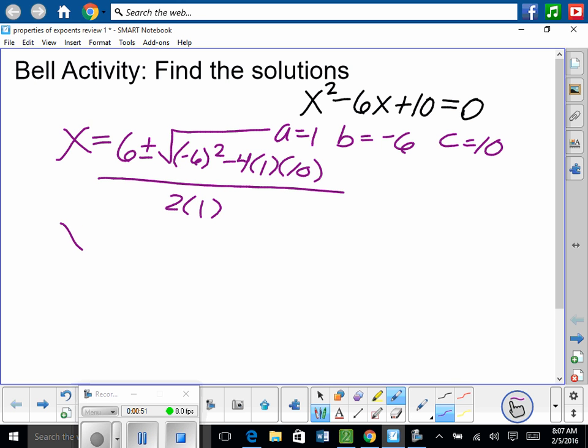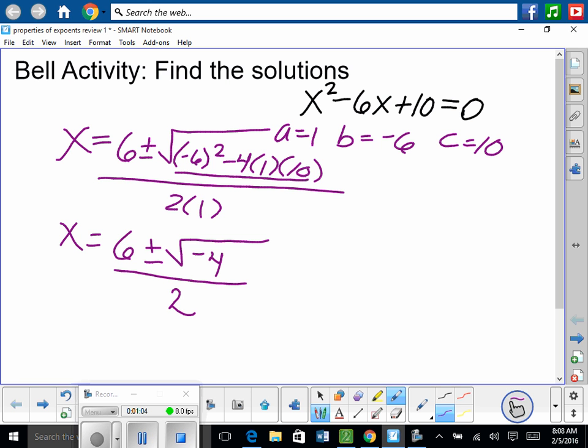So I say, okay, I know x is equal to 6 plus and minus the square root of, you'll calculate that piece, right? What'd you get? You got negative 4. Awesome. So negative 4 all over 2. So this is where you go off to the side and say, what's the square root of negative 4 equal to? 2i. Is everybody comfortable with that? Okay. So we have x is equal to 6 plus and minus 2i all over 2.